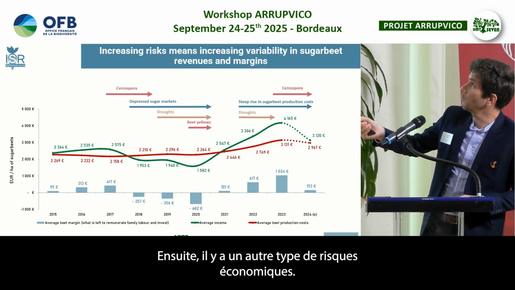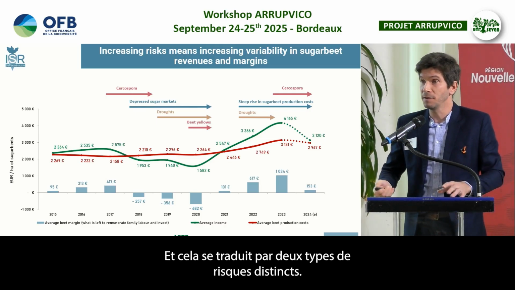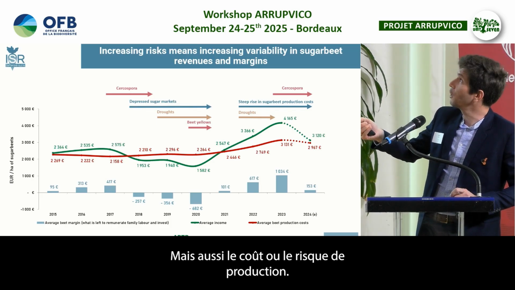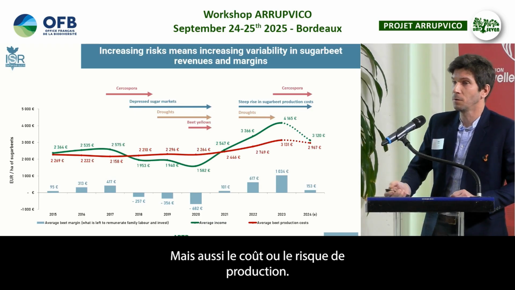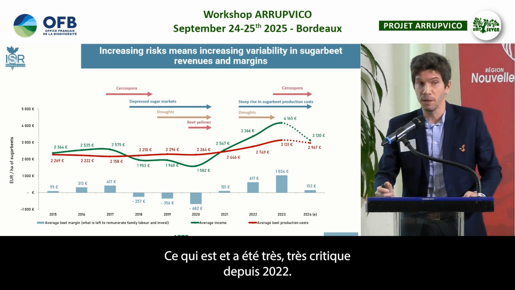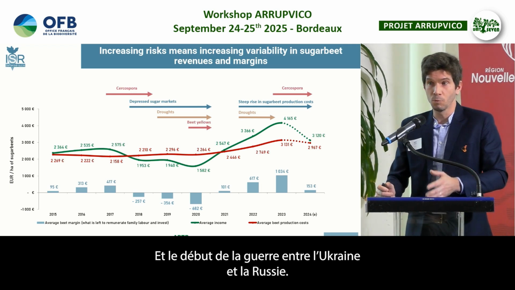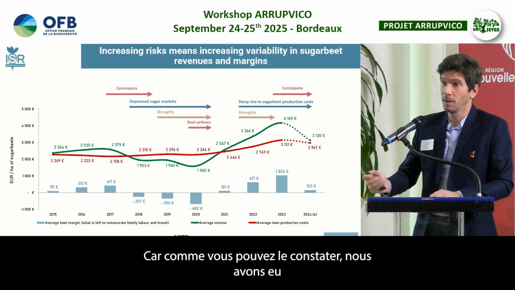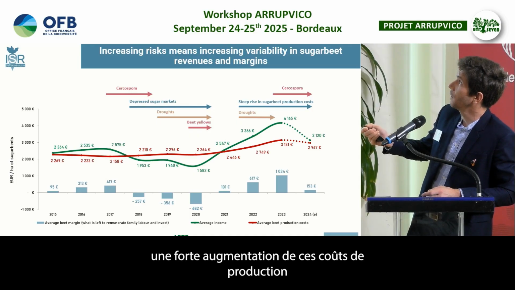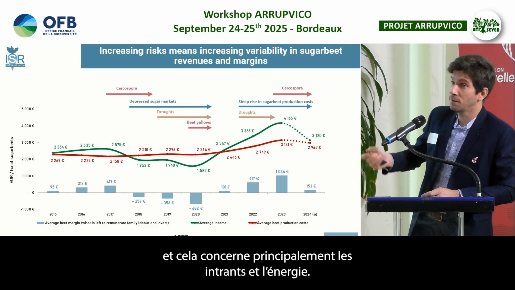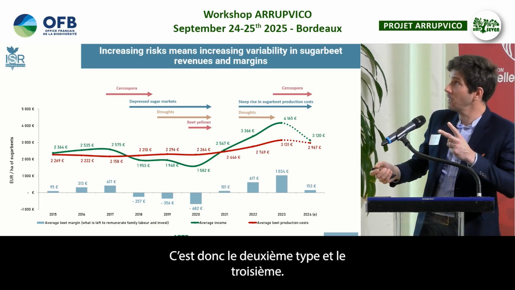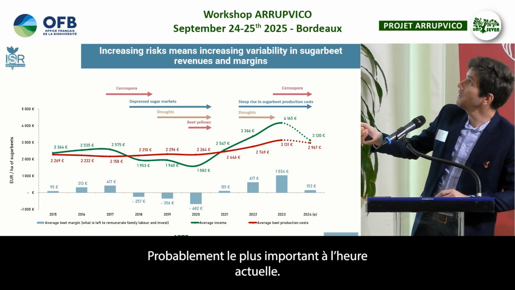Then you have another type, which is the economic risks, and it translates into two distinct types of risks. The price risk, but also the production cost risk, which has been very, very critical since 2022 and the start of the war between Ukraine and Russia. Because as you can see, we have had a sharp rise in these production costs, and it relates mainly to inputs and energy.